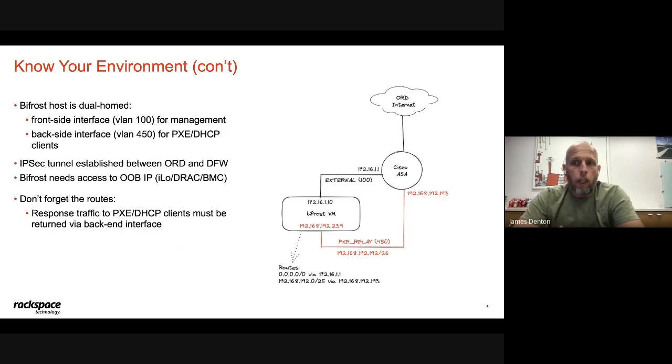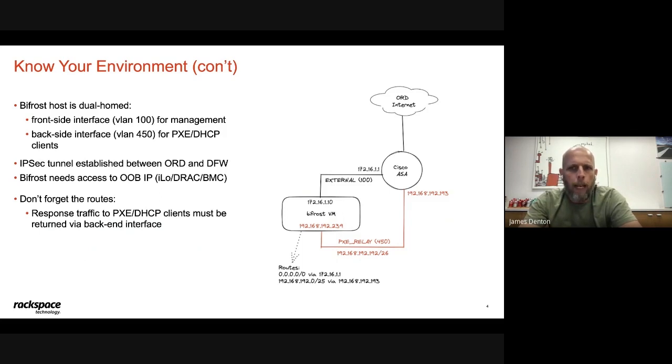So in what we'll call the centralized Chicago data center, Bifrost is hosted on a virtual machine that's dual homed. One network interface is used for the management of the Bifrost VM itself, and the other network interface will be used for PXE and DHCP client requests coming over the VPN.